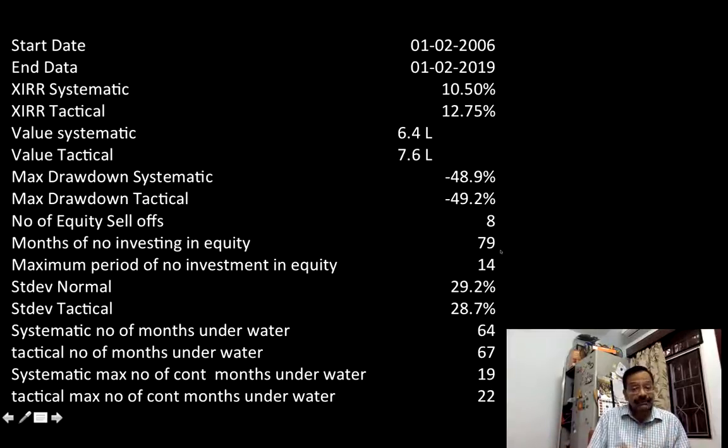And for a maximum period of 14 months, that's a little more than a year, you will not invest in small caps at all. So you should have the discipline to stay away and be in large caps. Otherwise, it will not work.